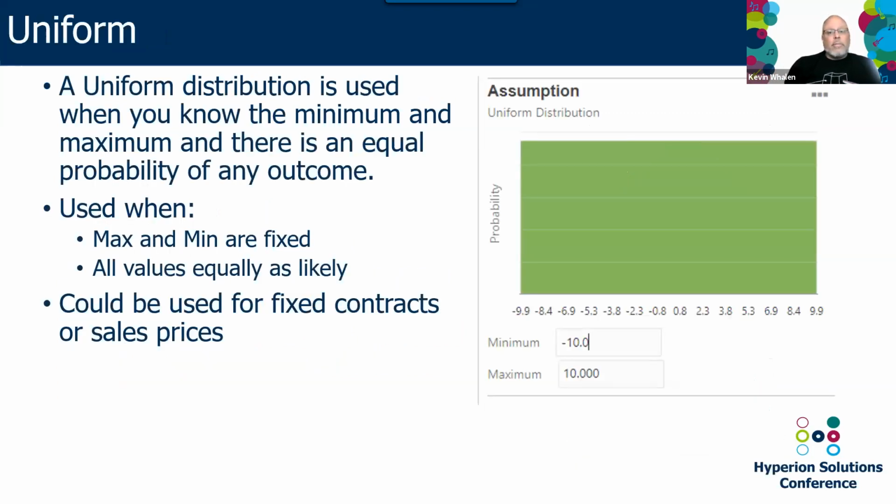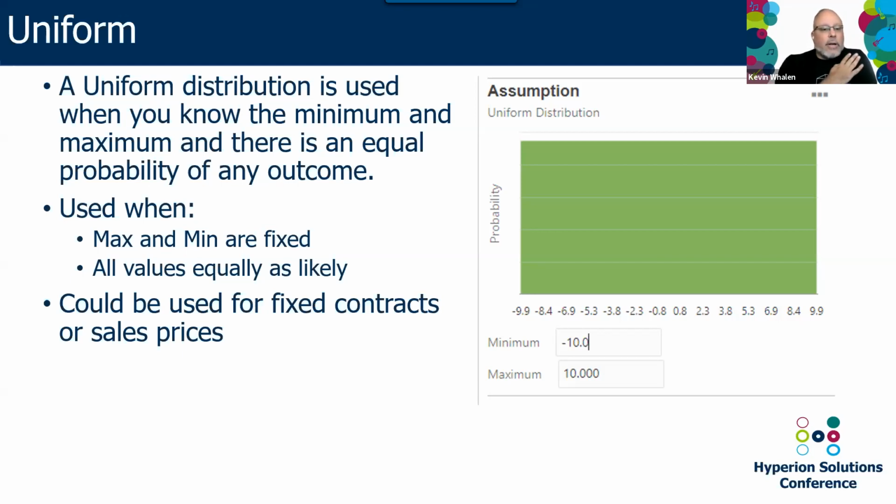I might have a uniform distribution. I know what the minimum and maximum are going to be. I know it can't go above this, and I know it can't go below that, but I have no idea beyond that. It's all equal to me. There's no difference between where it's going to be. Here I have -10 and 10. It just is equal. It could be 5, it could be -5, it could be 0. I'm indifferent. I don't have anything that says it's any different. So it's going to give me a uniform distribution. This might be like a fixed contract or something like that, or sales prices.